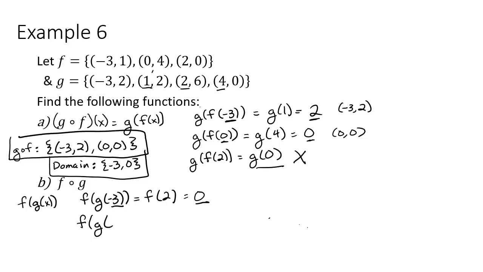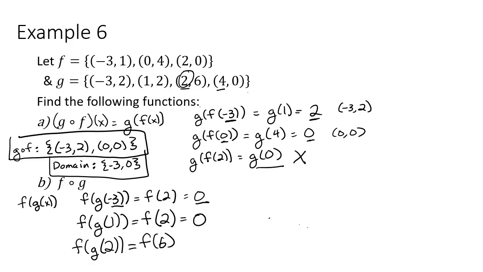So that's an input-output. Next up in g, we've got the 1. So g of 1 would be 2, and then f of 2 would be 0. So that's going to be an input and output. Next up, we've got f of g of 2. G of 2 is 6, and then f of 6 doesn't exist. 6 is not one of the available inputs for f. So that one we throw out.